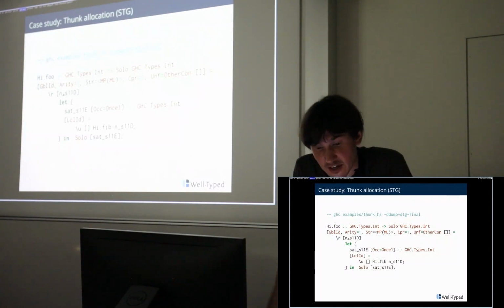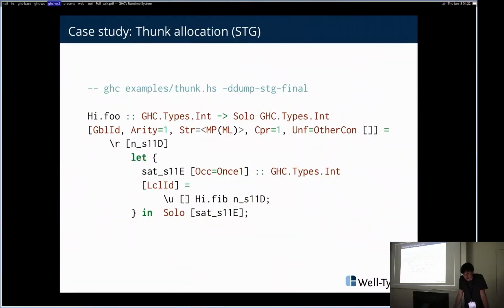But yes, so we have here foo in STG. We again have a let allocation of the thunk itself. And we see here that the right-hand side of foo, the final result, is going to be an application of the Solo constructor. However, this thunk is, we see, an updatable thunk. Obviously, no lambda binders, and we see it has the right-hand side we would expect.